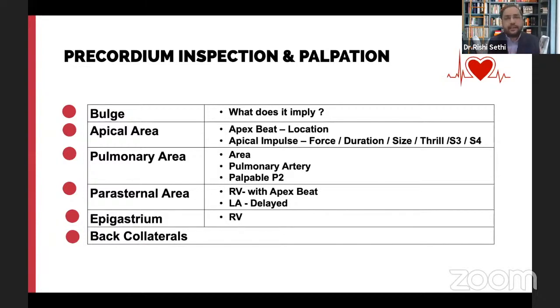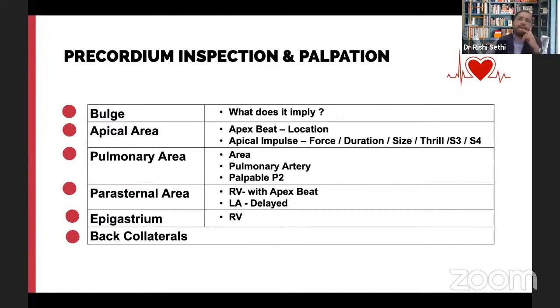In the parasternal area, you look for the RV and LA. There are two chambers that may produce pulsations in the parasternal area. The LA pulsations would be delayed a little, would be a little separate and divorced from an apex beat, whereas the RV pulsations will come with the apex beat. Generally speaking, we get RV as parasternal impulse. And here again, there is a bit of controversy between different examiners. What do you call a parasternal heave? How do you grade them?